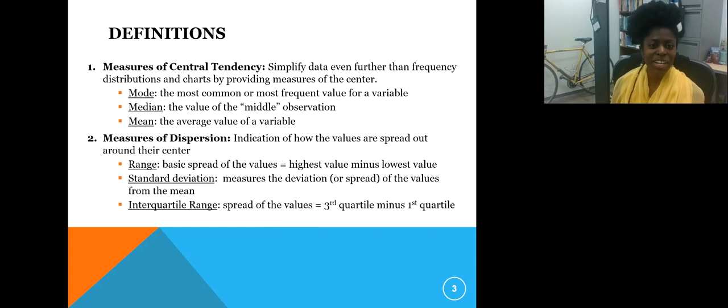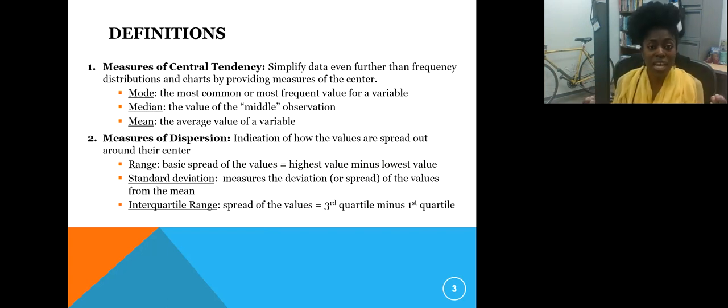Measures of center. Okay, the mode is the most common or most frequent value for a variable. The median is the middle observation. You take everything and put it in order. For example, you say, everyone get in height order. So they get in height order, right? And you count off and you see where the middle is, and that's the median height. It's that simple.